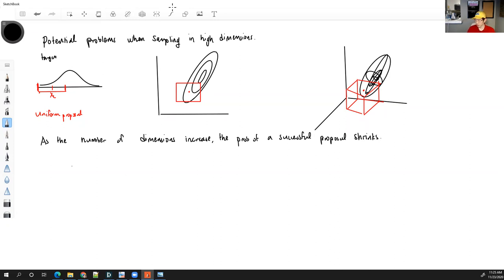Okay, so for example, if we just have one value, this is X, and let's say we can propose any value from down here to up here. And then let's say just based on this, we're going to accept only this region, this is kind of our acceptance region.